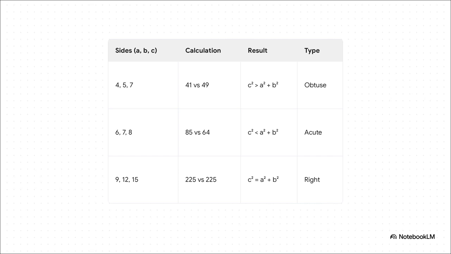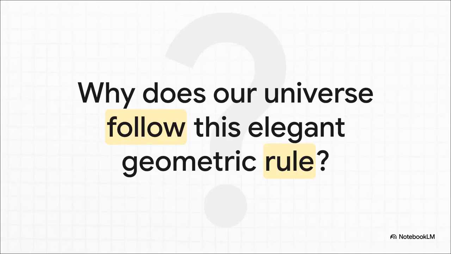And hey, wait a minute. 9, 12, 15. Isn't that just our old friend, the 3, 4, 5 triple, but scaled up by 3? Yep. So think about that. We've gone from one simple observation about similar triangles all the way to a tool that can classify any triangle in existence. The logic is just flawless.